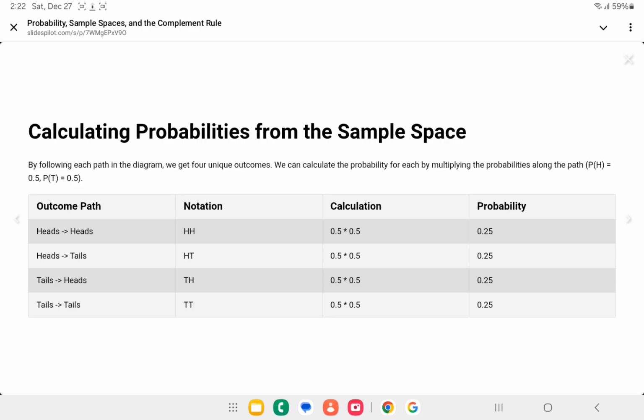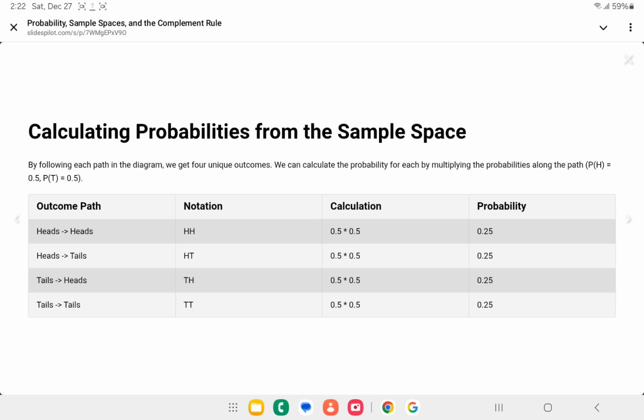We can find the possible outcomes by following each arrow. For example, one outcome could be getting heads on the first flip and then getting tails on the second flip. We can therefore write this outcome as HT. Another outcome could be getting tails on the first flip and then getting tails on the second flip. We would then write this outcome as TT. If we do this for each outcome, we get the sample space for tossing 2 coins, and we see that there are a total of 4 possible outcomes.